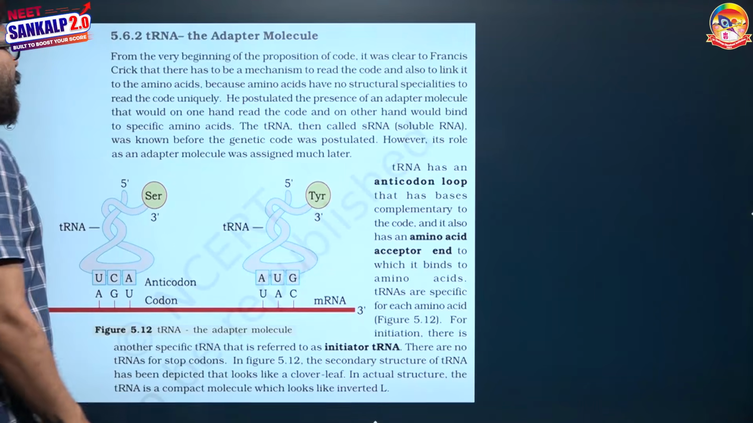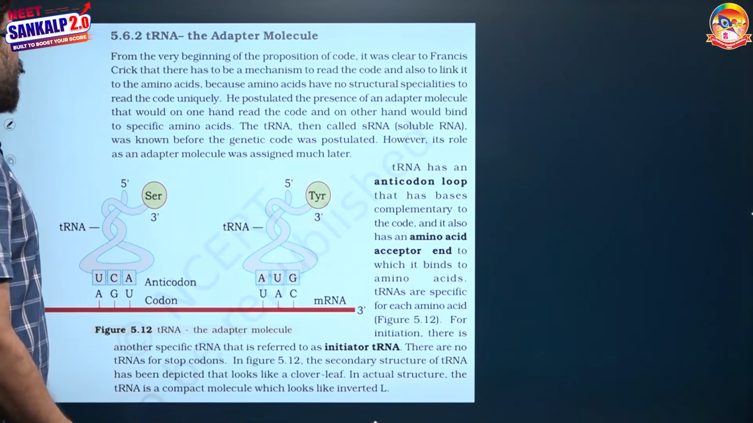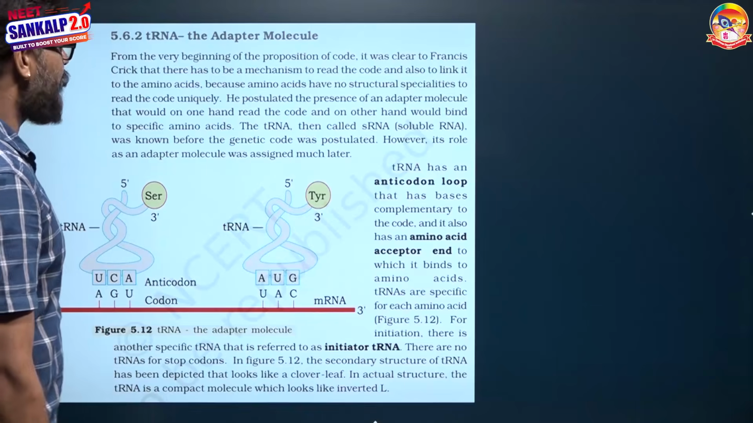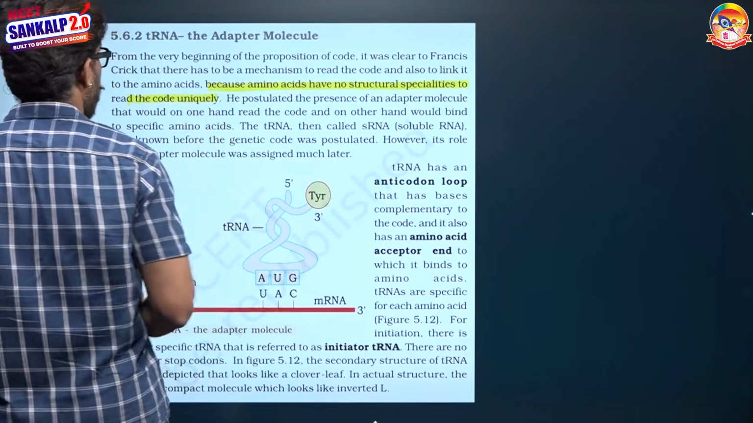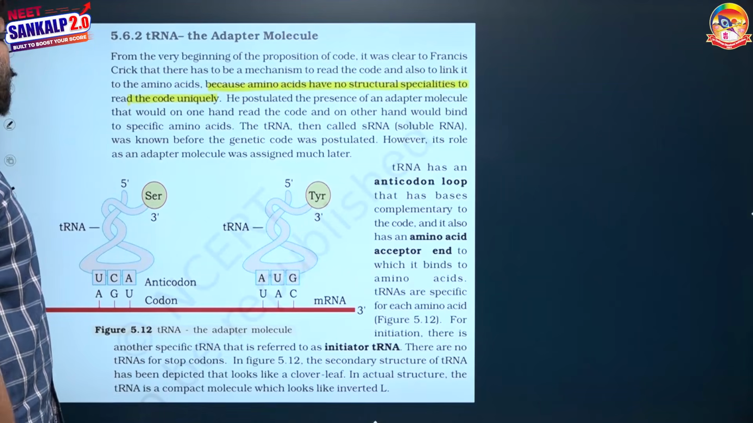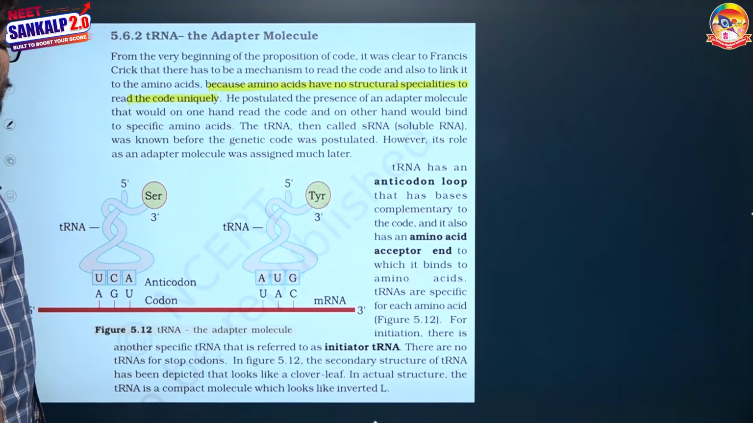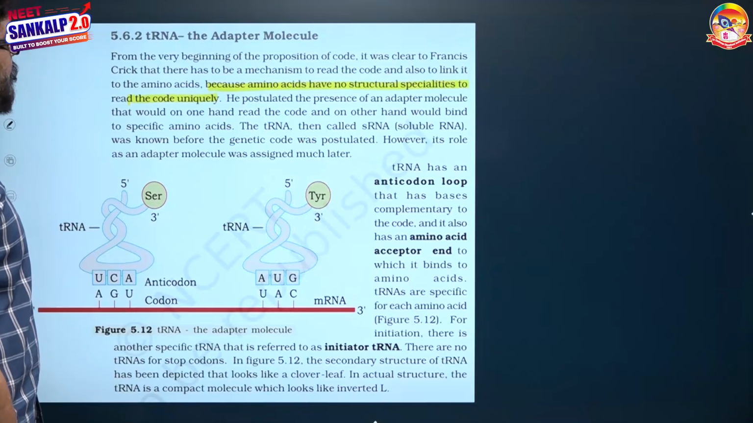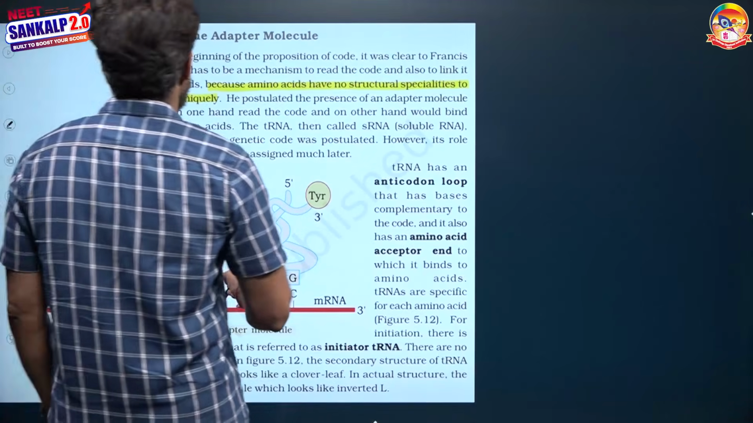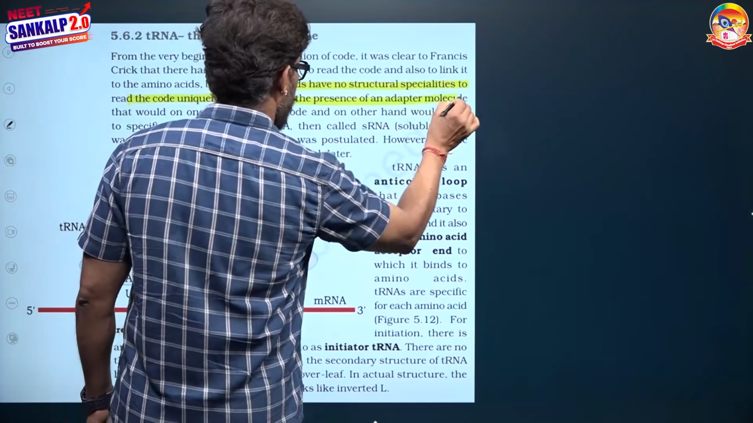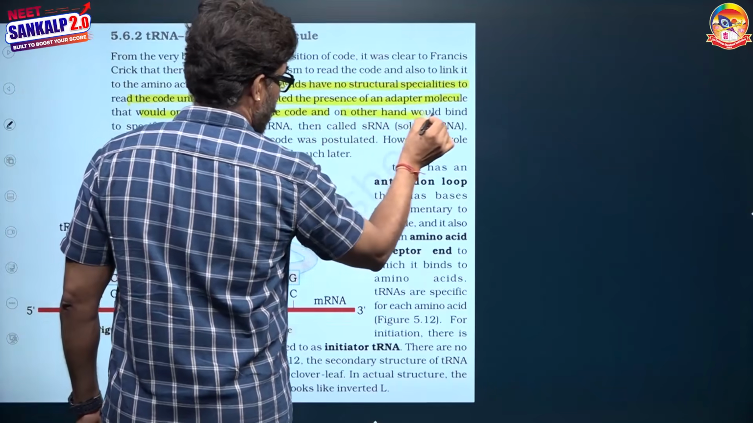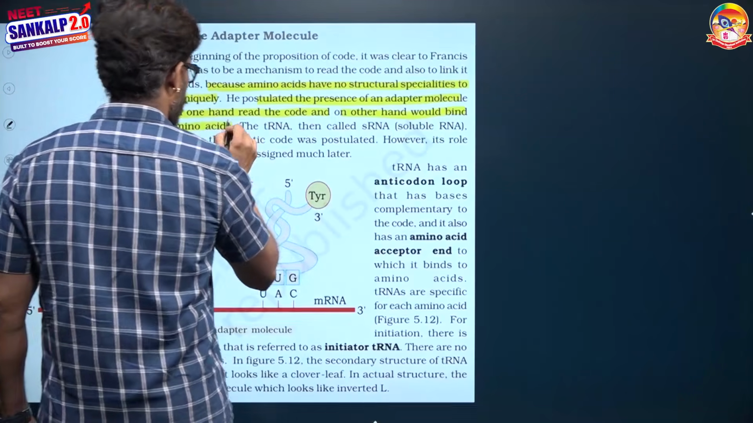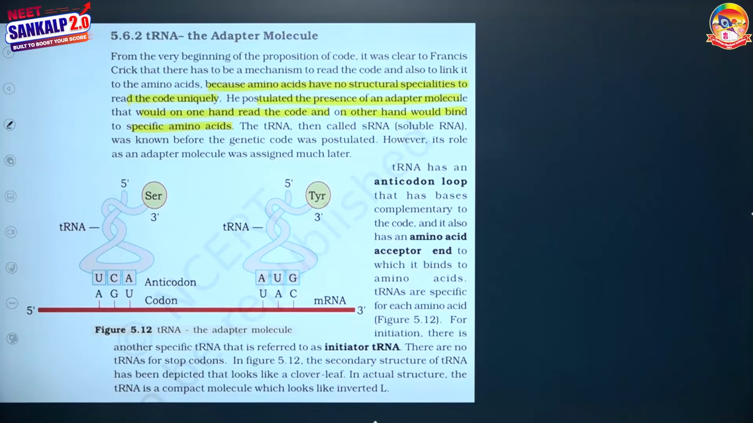Transfer RNA, an adapter molecule. Because amino acids have no structural specialties to read the codon unequivocally, a mechanism for reading the genetic code was required. So, Crick postulated the presence of an adapter molecule that would on one hand read the code and on the other hand would bind to the specific amino acid. This was realized by Crick.